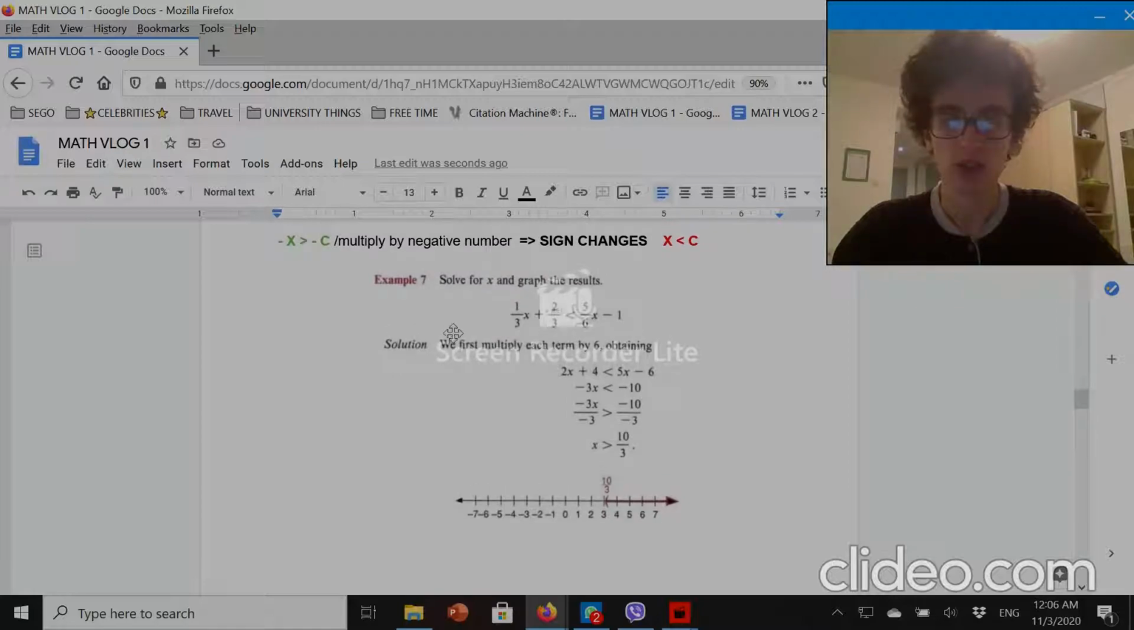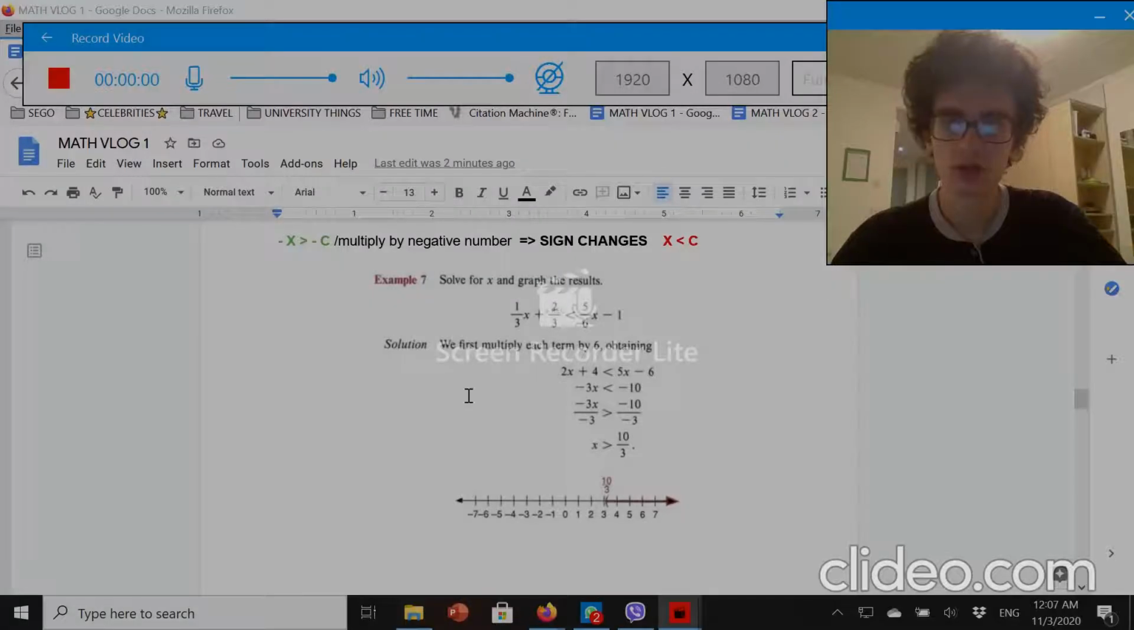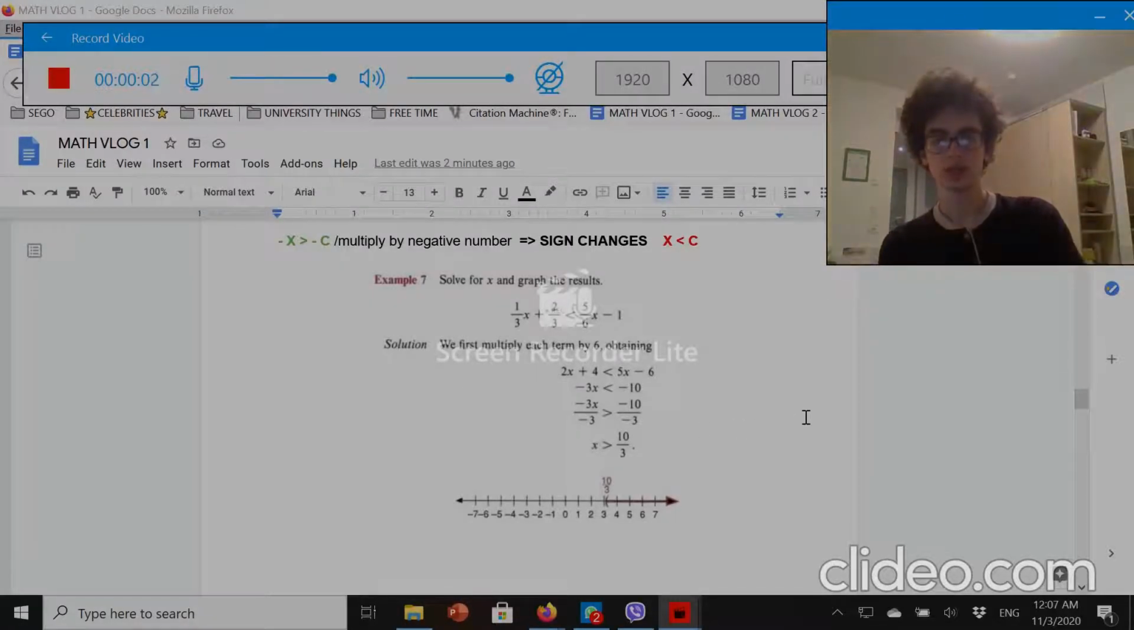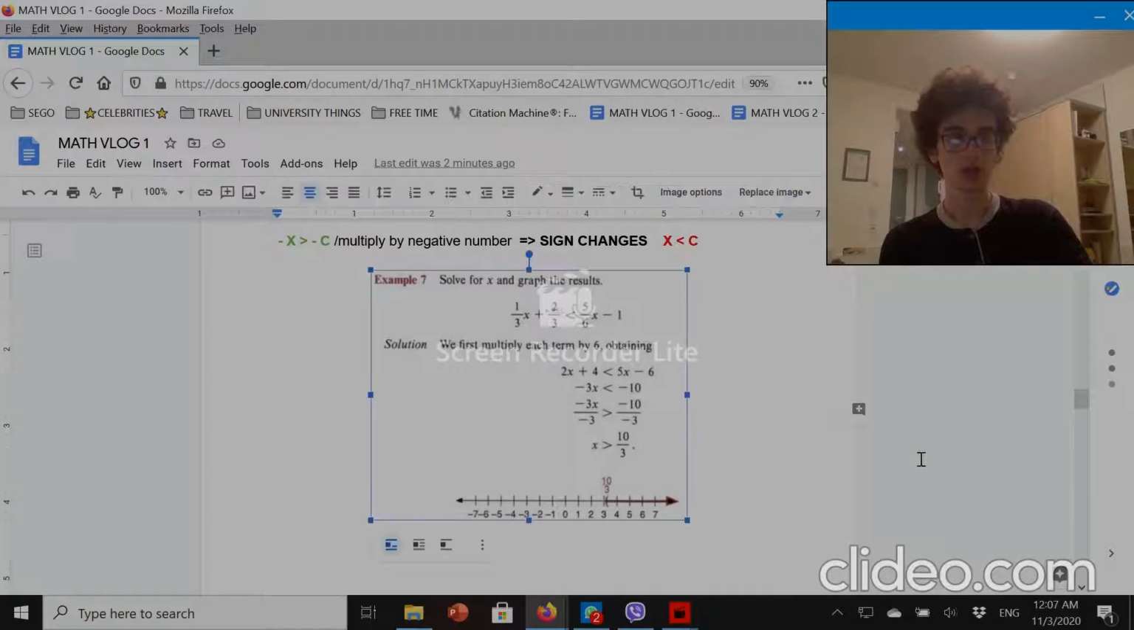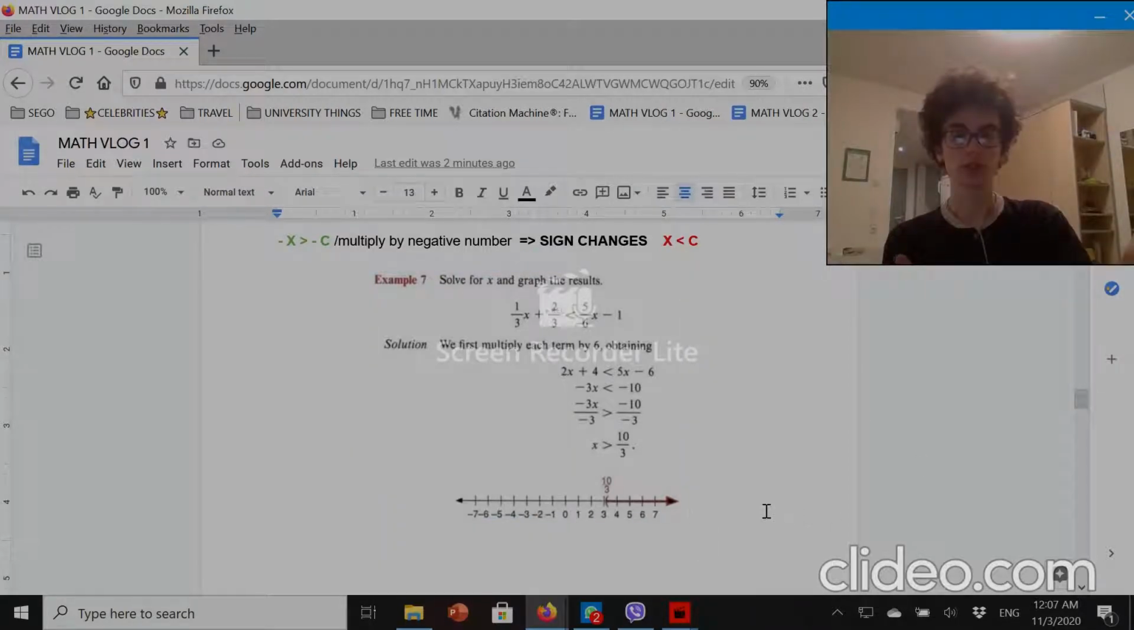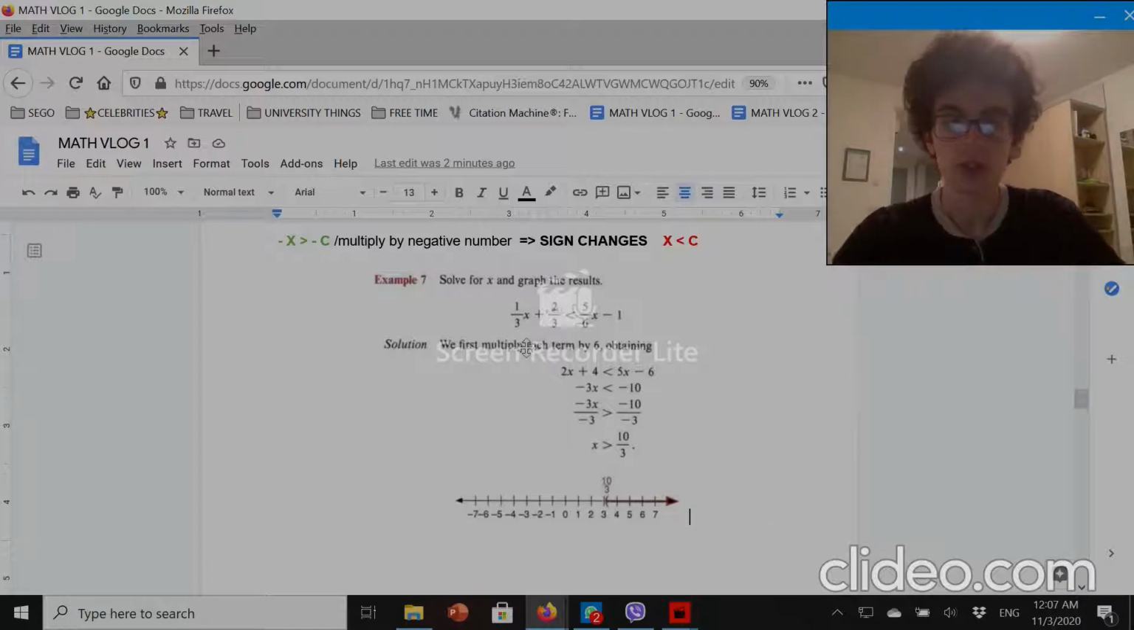So 1 over 3x plus 2 over 3 to be smaller or less than 5 over 6x minus 1. So we're just going to go to our solutions. First we multiply the entire inequality by 6, just to get rid of these numbers like 3, 3, and 6. So what would we have? 2x plus 4 to be less than 5x minus 6.